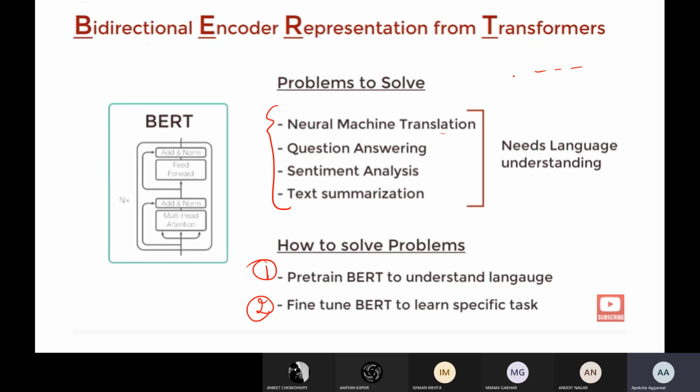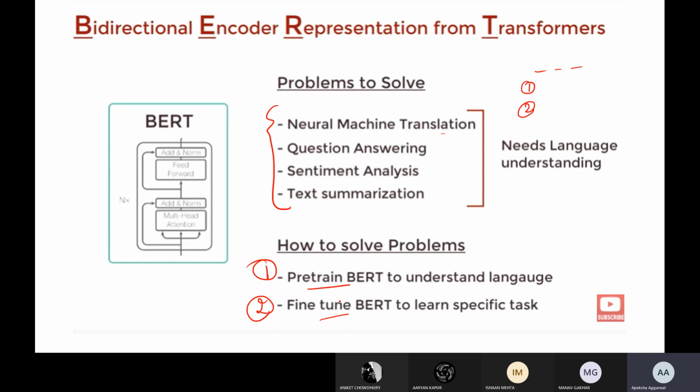Okay, so how does it do this? There are two things it does. First, it pre-trains to understand the language, what the person is saying, what the person wants to say. And second, it will fine tune it and utilize transfer learning on whatever it has already trained upon. So first, it will train itself to understand the meaning, the context, the whole language, the whole sentence that is given as input. And second, it will fine tune BERT to learn specific tasks.